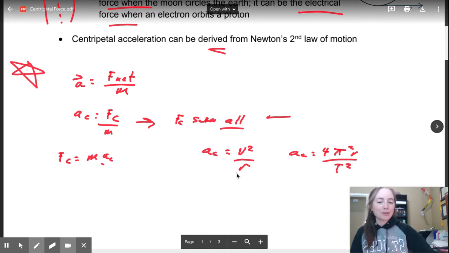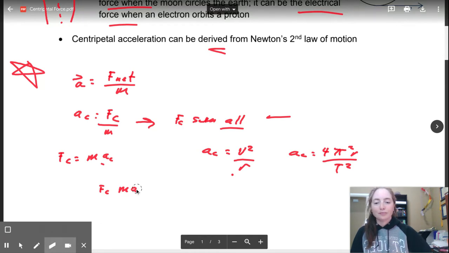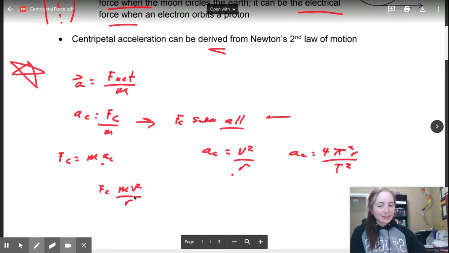Well, if a_c is equal to v squared over r, I can replace that a_c with the v squared over r. So F_c equals m times v squared over r. Okay, so that is very important. Or what I could do, I can take this a and replace it with this. So that should be an equal sign. Or my F_c is going to equal m times 4 pi squared r over T squared.